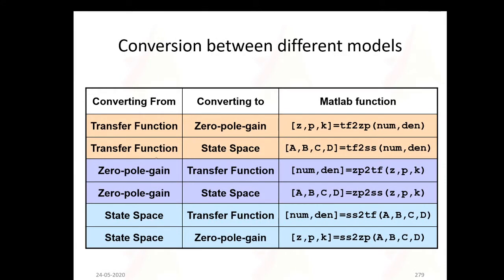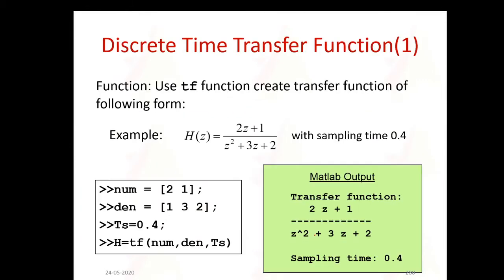You can see, if you want to convert from the transfer function to ZPK, so TF to ZPK, TF to state space, ZPK to transfer function, ZPK to state space, state space to transfer function, state space to ZPK. These are all the functions from one form to another form. Mostly in control systems we come across these conversions. We need these conversions. So I'm skipping this one.